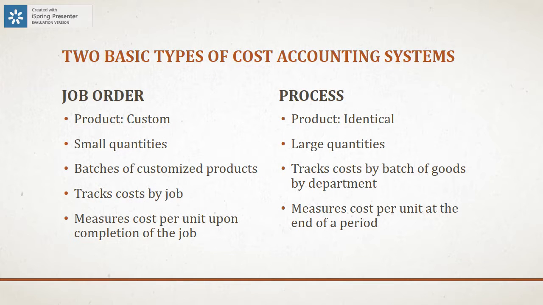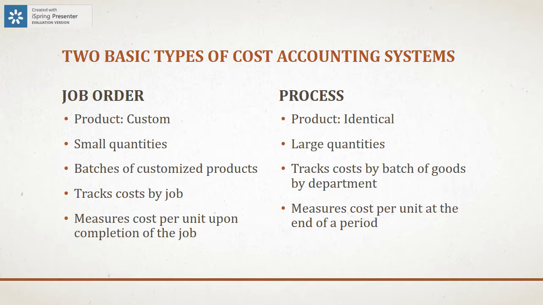The 2 basic costing systems are job order and process. Although the 2 basic types of cost accounting systems have some things in common, such as having the same purpose, using the same basic manufacturing accounts, and having basically the same flow of costs, they are different in many ways.